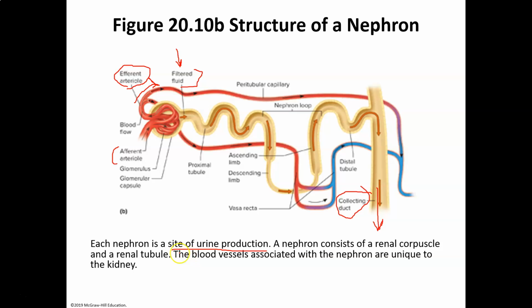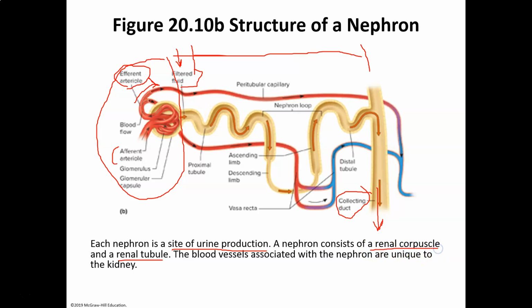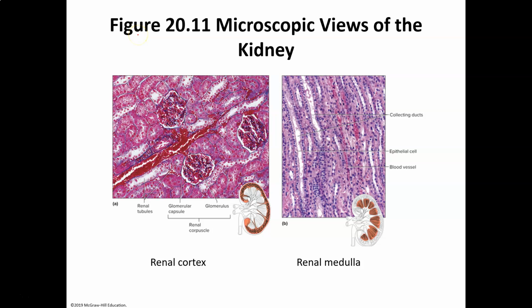A nephron consists of a renal corpuscle, and the renal corpuscle is just this, and a renal tubule. And the renal tubule is everything from here to there. Right? Two parts: renal corpuscle and renal tubule. That's a nephron. Here's the microscopic structure, microscopic anatomy of a nephron.